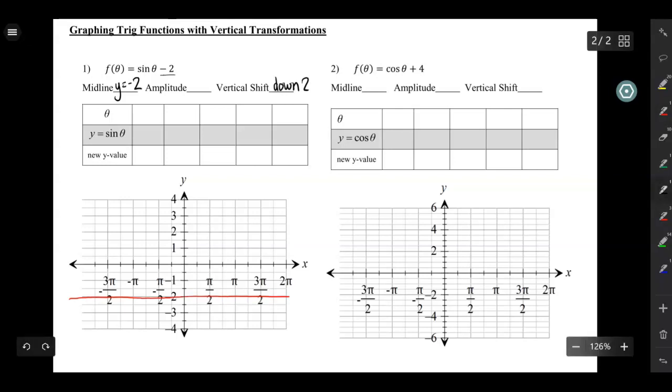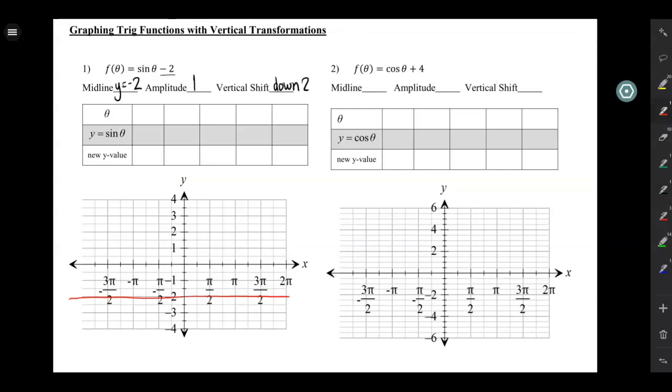Now the amplitude is the number that's in front of the sine of theta. So it might be tempting to say that the amplitude is 0. It is not. The amplitude is 1 in this case. It's like having a 1 times the sine of theta here. Which means that from my midline, the distance I'm going to go up and down is 1.